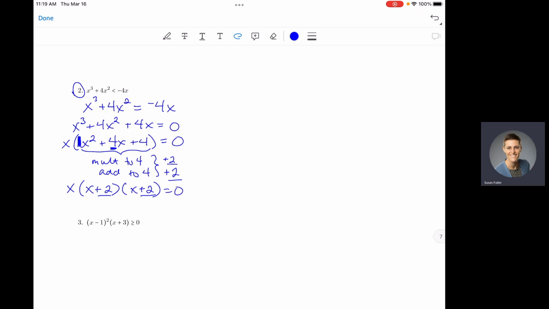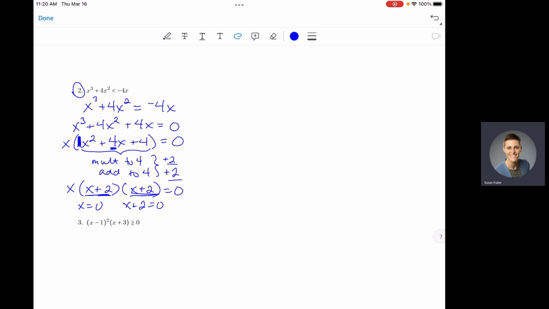Okay, so we now have this thing factored. We've got x times x plus 2 times x plus 2. So we're going to set each factor equal to 0. So either x equals 0 or x plus 2 equals 0. Since I've got two of the same factors, I'm going to get the same thing either way.